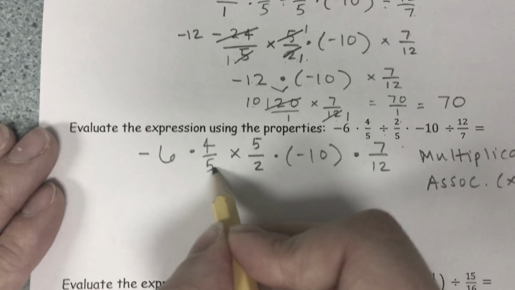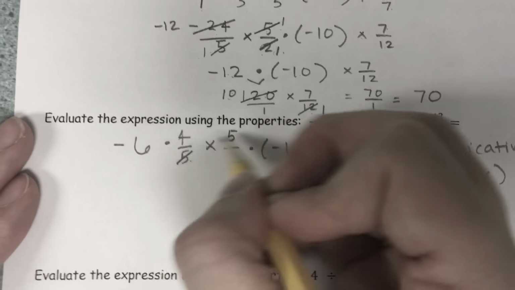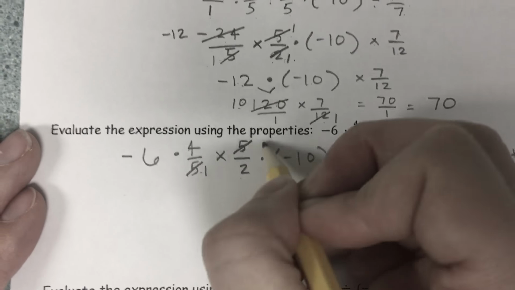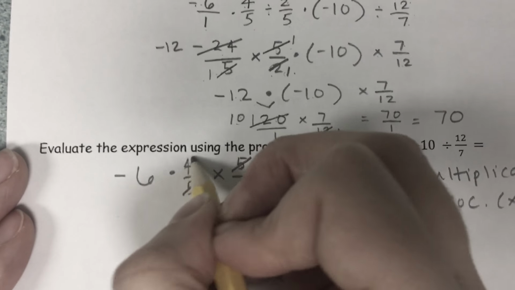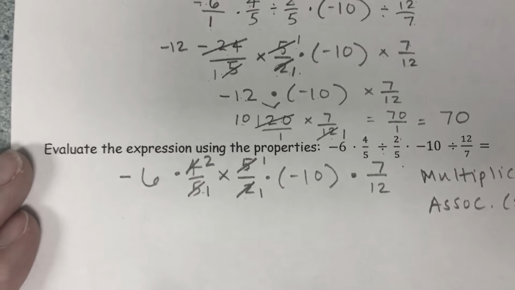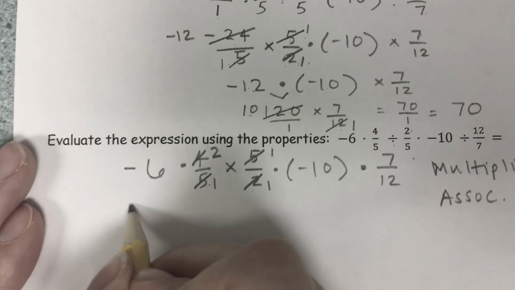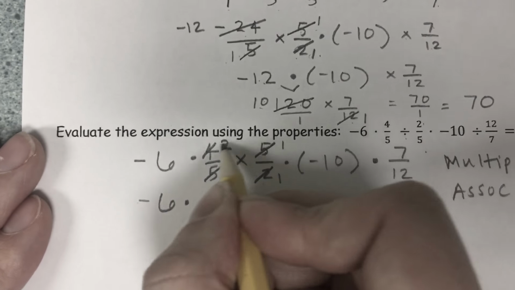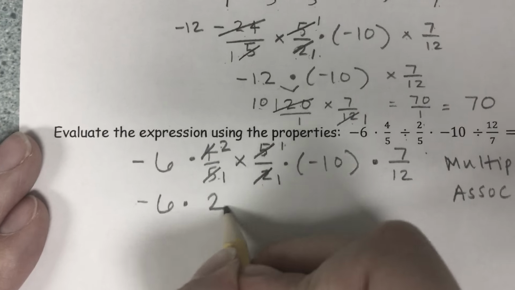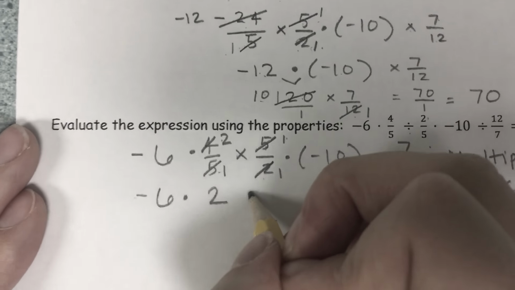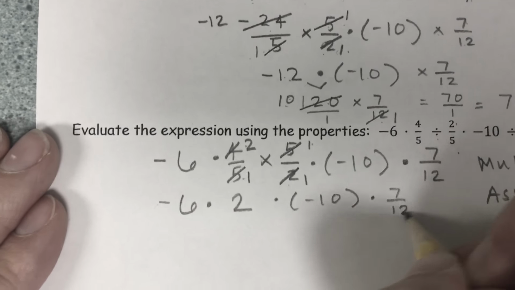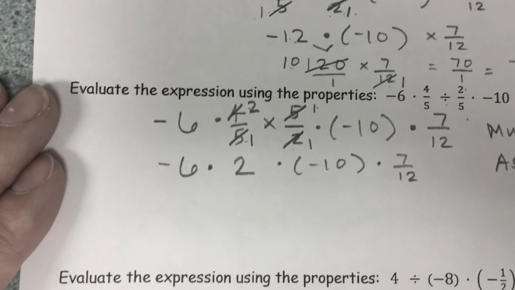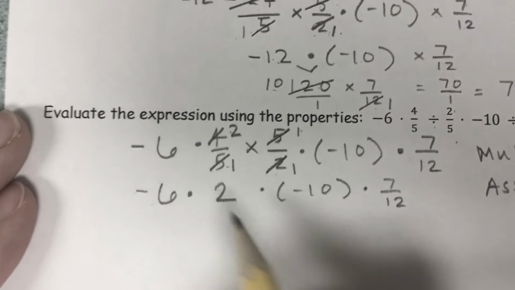So I'm going to multiply these numbers here. So I can get rid of the 5s. 5 divided by 5 is 1. And then 2 divided by 2 is 1. And 4 divided by 2 is 2. So I've got now negative 6 times 2 over 1, which is just 2, times negative 10 times 7/12. I'm going to solve from left to right.